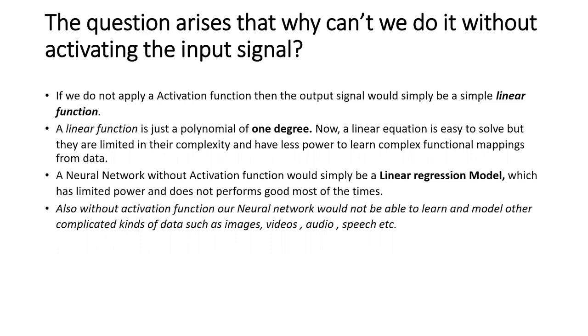A neural network without an activation function would simply be a linear regression model, which has limited power and does not perform well most of the time. Now you all understand that y equals mx plus c is just a linear regression model. It does not have any non-linearity. So a neural network which does not have a non-linear equation is simply a linear regression model.